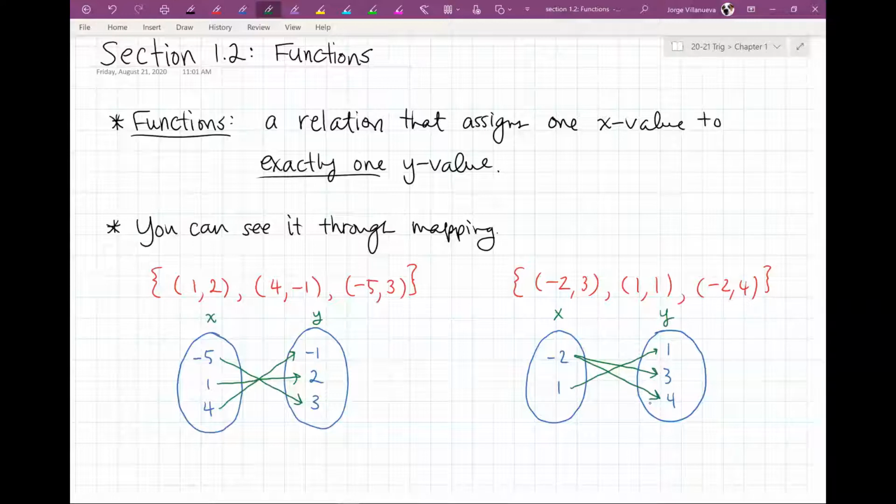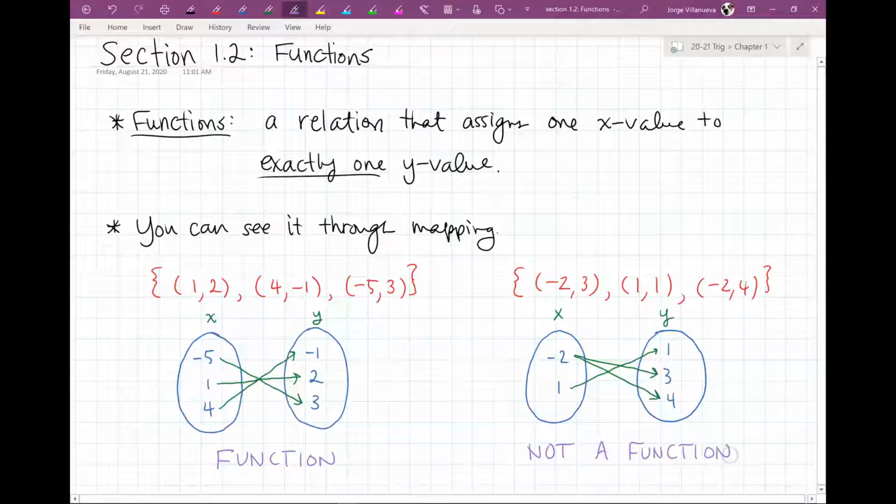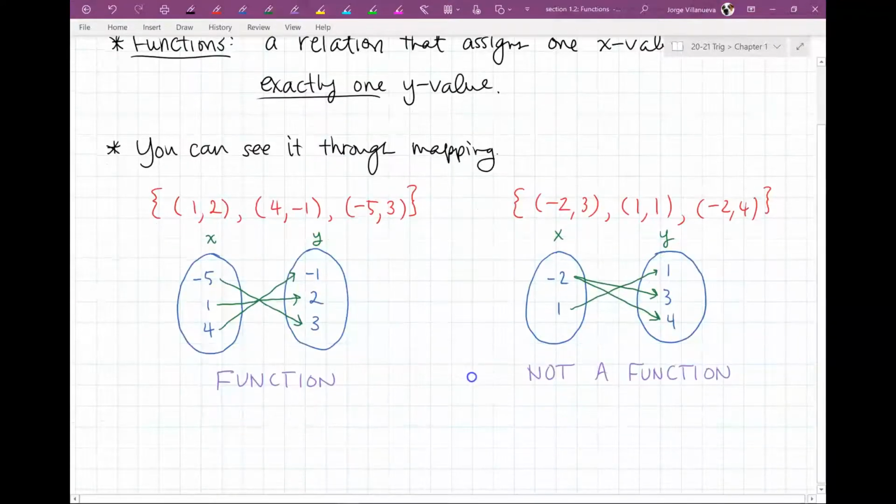So this one over here, I would say that this is a function. This is not a function. So a mapping is a nice way to tell whether or not something is a function because you're actually able to map the points. The problem is you're not always given a set of points. So there are other ways that you can check if something is a function, but we'll talk about that in a bit.